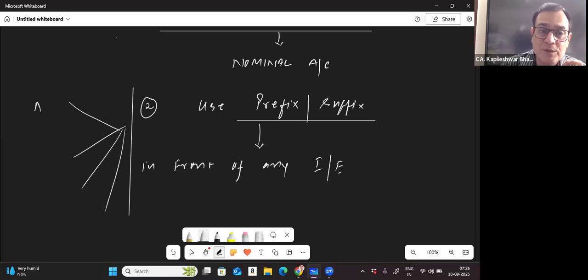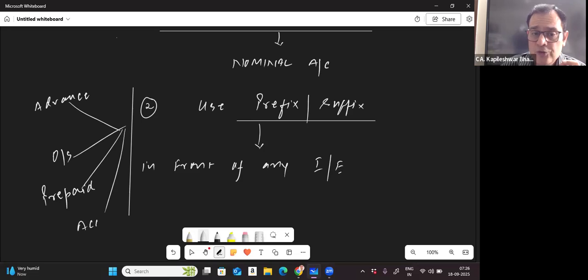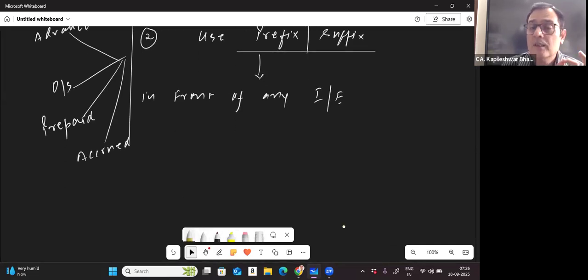So either I use the word advance, or I use the word outstanding, or I use the word prepaid, or I use the word accrued. So any of these four words, you can undoubtedly say it is a personal account. So if I use these prefix and suffix, we can say it is a personal account. That becomes my second important note.